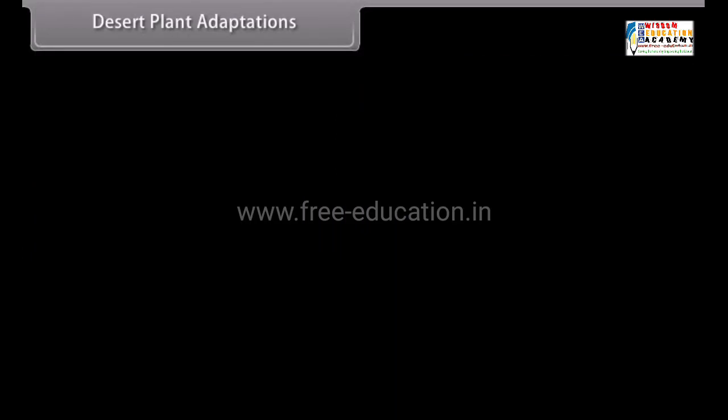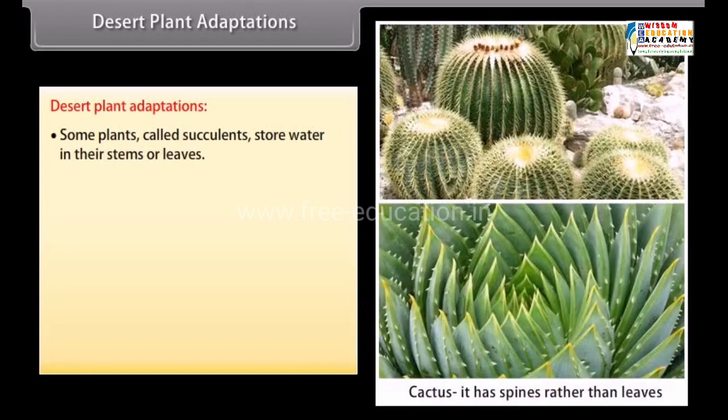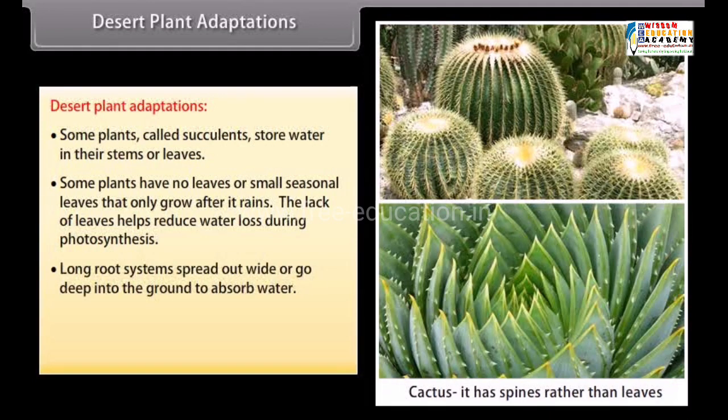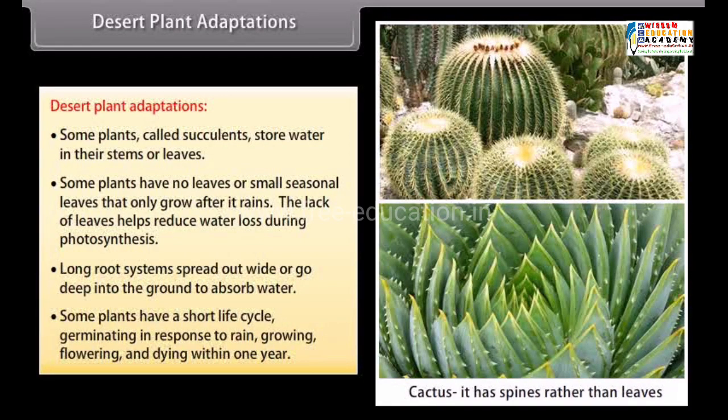Desert plant adaptations. Some plants, called succulents, store water in their stems or leaves. Some plants have no leaves or small seasonal leaves that only grow after it rains. The lack of leaves helps reduce water loss during photosynthesis. Long root systems spread out wide or go deep into the ground to absorb water. Some plants have a short life cycle, germinating in response to rain, growing, flowering, and dying within 1 year.